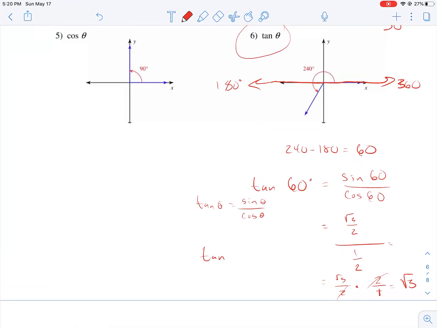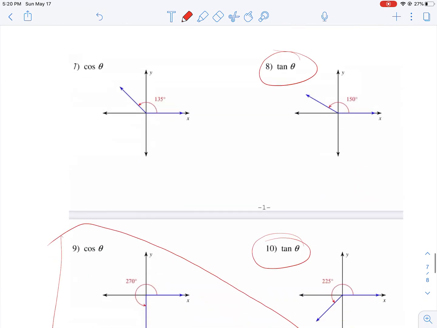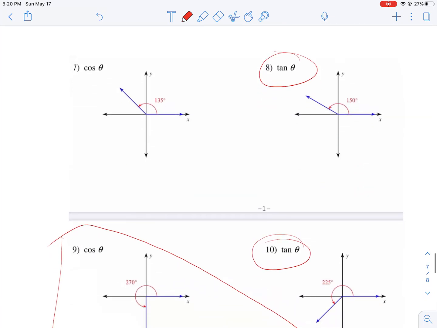So the tangent of 240 is equal to square root 3. Now, which quadrant are we in? All students talk constantly. What's positive here are tan values, and so we're good. And that's number 6. Number 8.